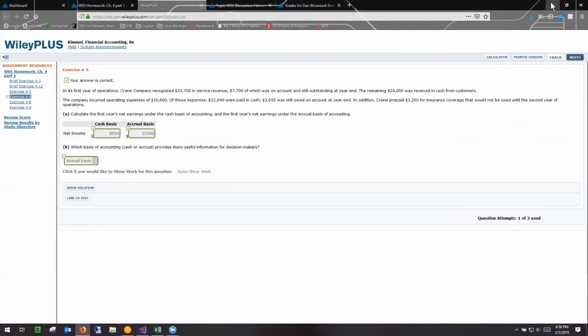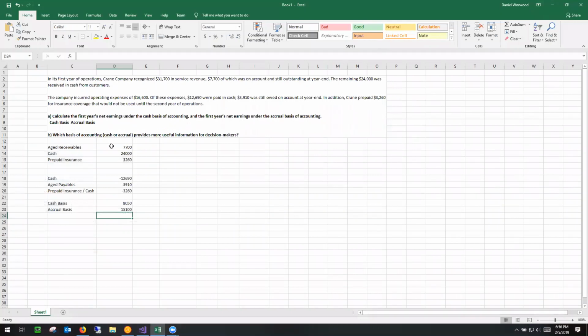And then finally, it asks, which basis of accounting, cash or accrual, provides more useful information for decision makers? Well, it's interesting. We could adjust these numbers to anything, really, and it's not going to affect this number here. So this really doesn't give us enough information about what's going on with all the accounts, whereas if we do an accrual basis, we have a better understanding of what's going on with all the accounts that are linked to the company. And so that provides us a little bit better of an understanding of what's going on financially.